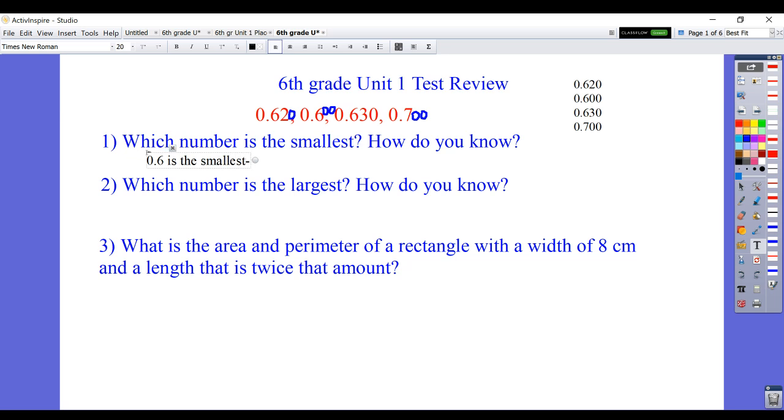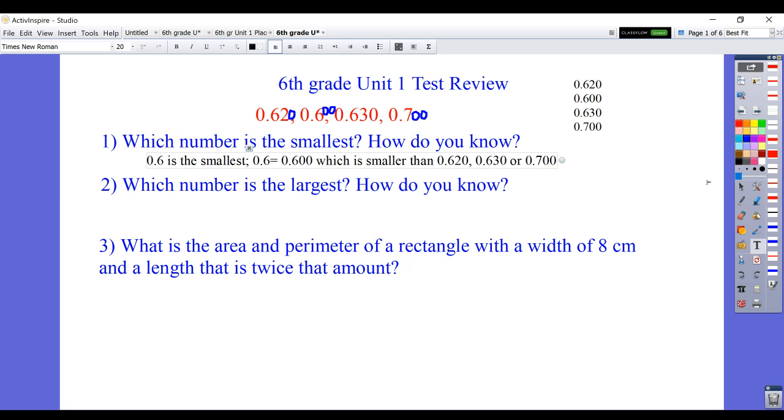And then for the how do you know, 0.6 is equal to 0.600. In other words, 0.6, 6/10 is equivalent to 600 thousandths, which is smaller than the other ones, which is 620 thousandths, 630 thousandths, or 700 thousandths.